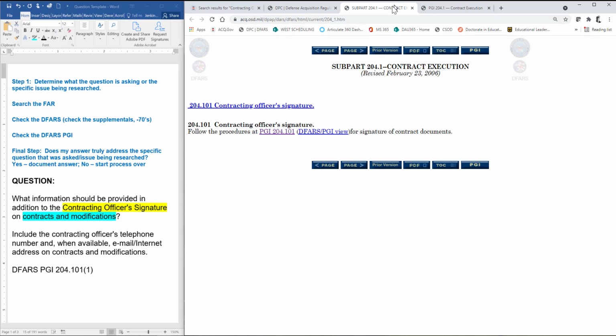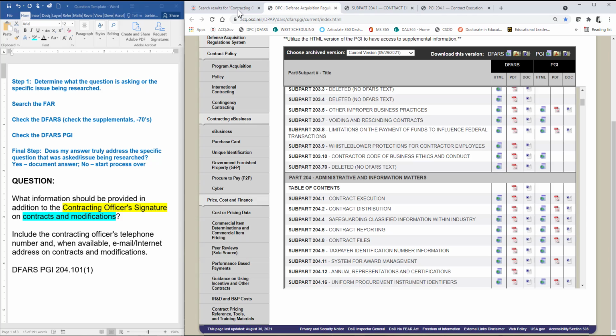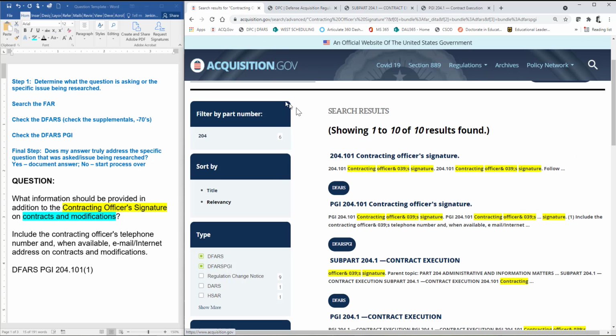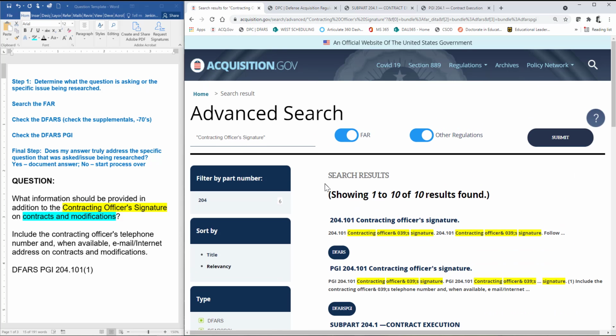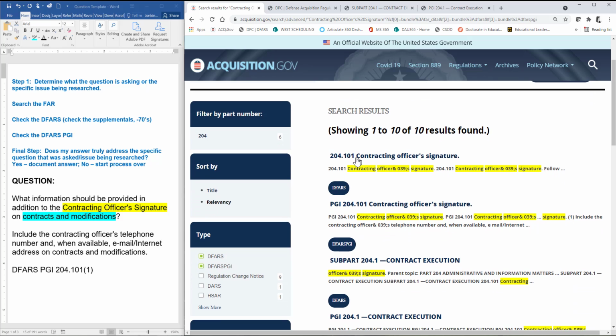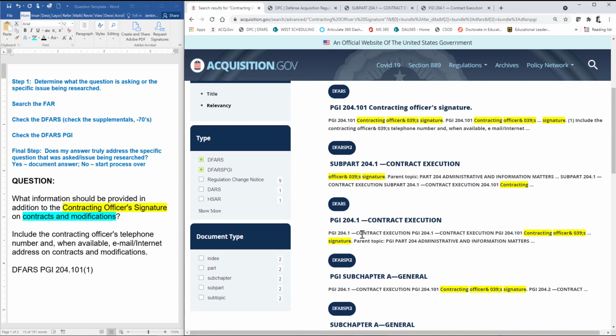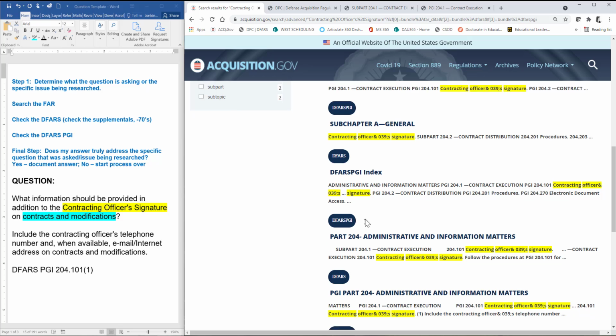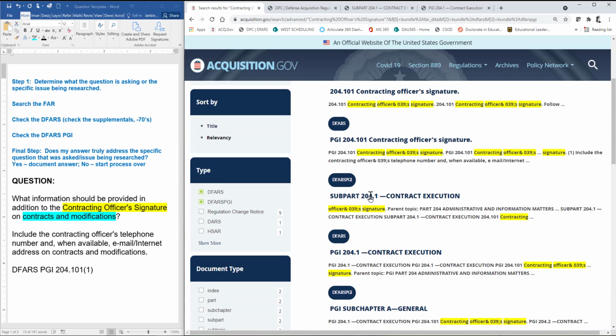If I go back through my breadcrumbs, I've checked the DFARS, which pointed to the PGI, and when I did my FAR search, the FAR never came up in my results. It pointed to the DFARS and the DFARS PGI, and so since I searched those resources, I feel confident that this is the correct answer as well as the correct citation.